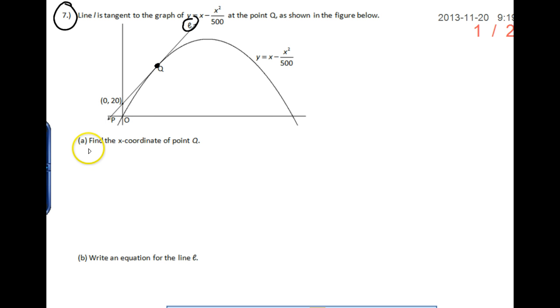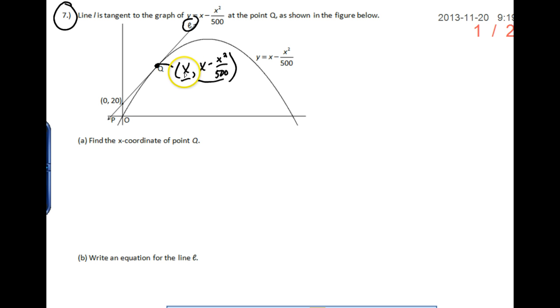So A says find the x-coordinate of point Q. So how would we do that? Well, if you think about point Q, it is x, comma, y, but y is x minus x squared over 500. And so this is an x-y pair. Now, how would we solve for x?